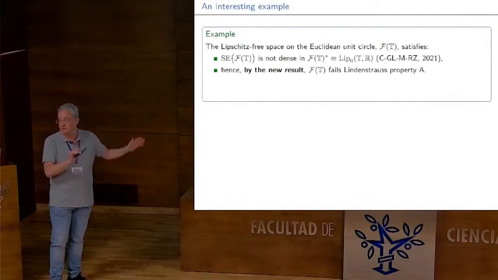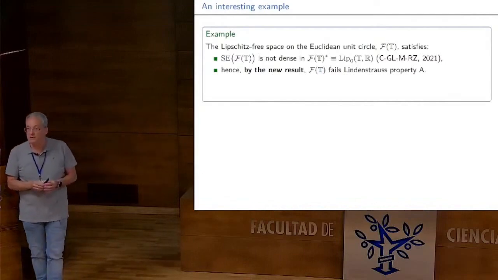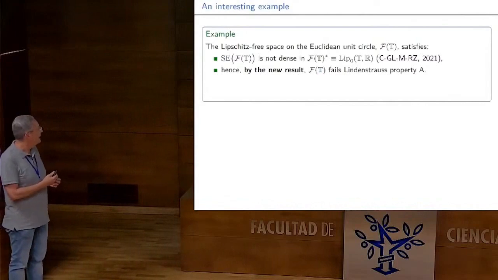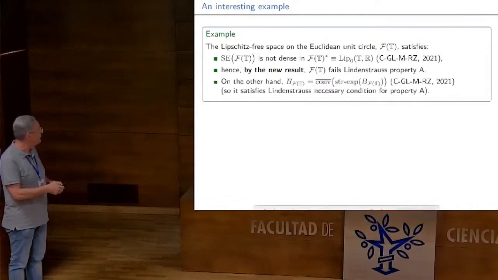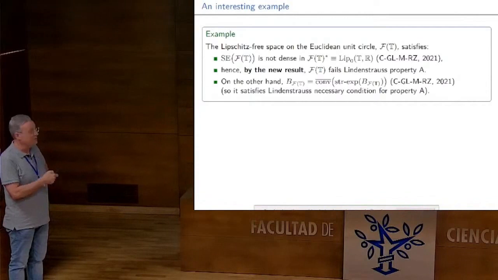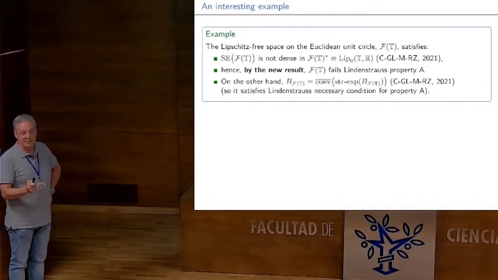This is separable, there is no problem with that, so it has a locally uniformly rotund renorming. But actually, we know that the unit ball of this space is the closed convex hull of the strongly exposed points of the unit ball. So by Lindenstrauss or by Bourgain, you cannot prove that this space fails property A.